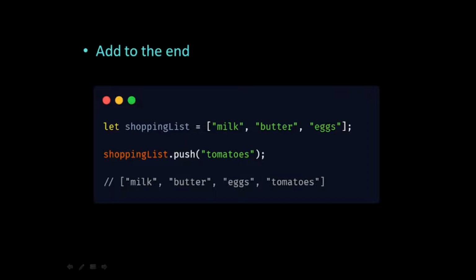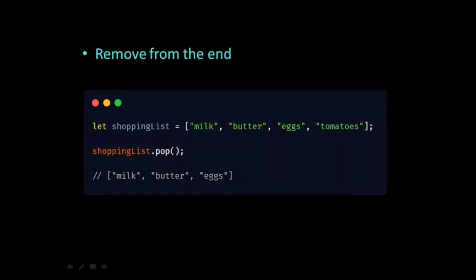Let's add something to our shopping list with the push method. Push method adds to the end of an array, so if we push tomatoes to the list, we get a modified array with 4 elements and tomatoes appear at the end. We can also remove elements from the end of an array using the pop method. So this one removes tomatoes from the end.